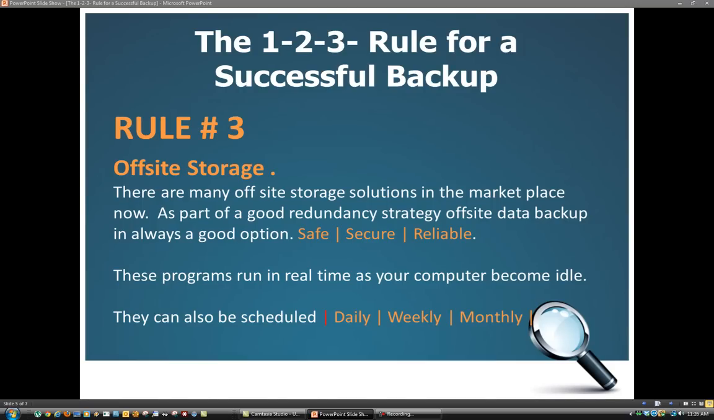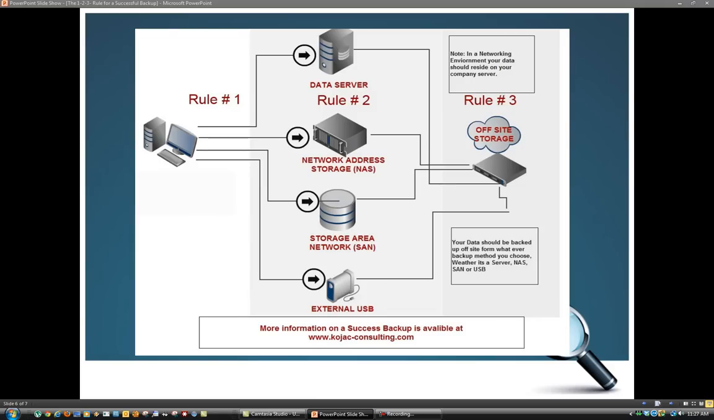Now this does require a little bit of pre-planning to make sure that you have the correct data being backed up, you have enough storage space, and it works within your budget. So these are some of the contributing factors when looking for off-site storage. So let's move on to an example of how the 1-2-3 rule for a successful backup works. Let's go back to our first rule, rule number 1. We have a single computer or a single laptop, and that's where your data would originally reside.